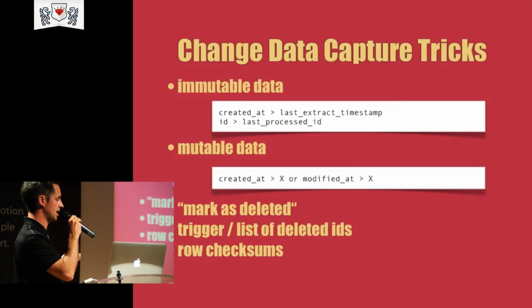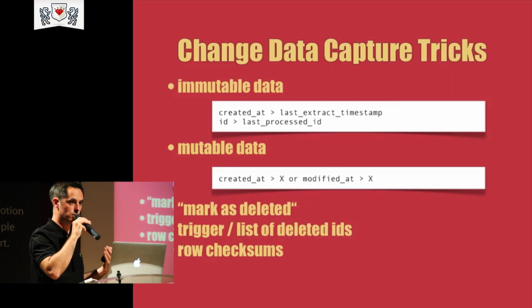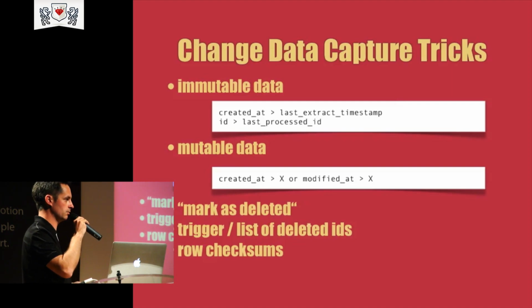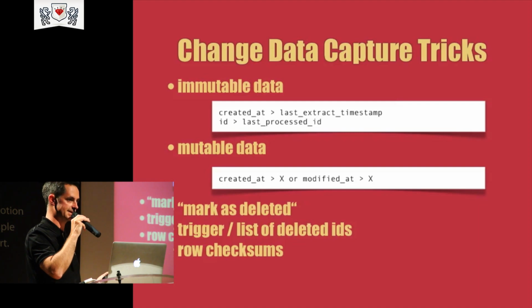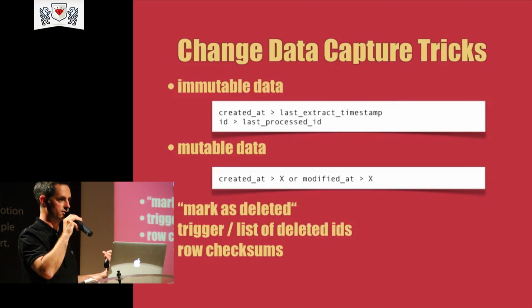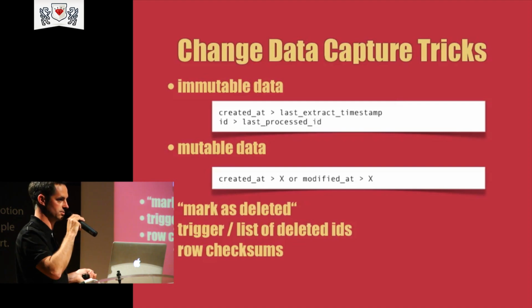If you have data that changes, it's getting more complicated. You have to go create that and modify that, so you pick all the records that changed. And if you want to handle the deletion as well, it can become much hairier. You can mark as deleted in your source system, so you can notice that the rows are deleted and delete them in the destination as well. And you can use a list of deleted IDs or row checksum for more advanced behavior.